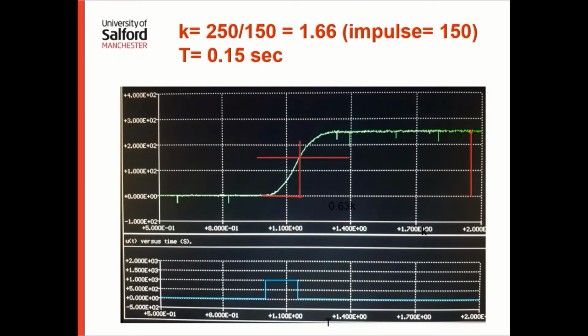I can now get my K as 250. The impulse here is given by 1000 times 0.15, so that's 150, so the area is 150. The impulse response is for an impulse of 1, so if it's an impulse of 150, we have to divide by 150. So K comes out as 250 over 150, which is 1.66.